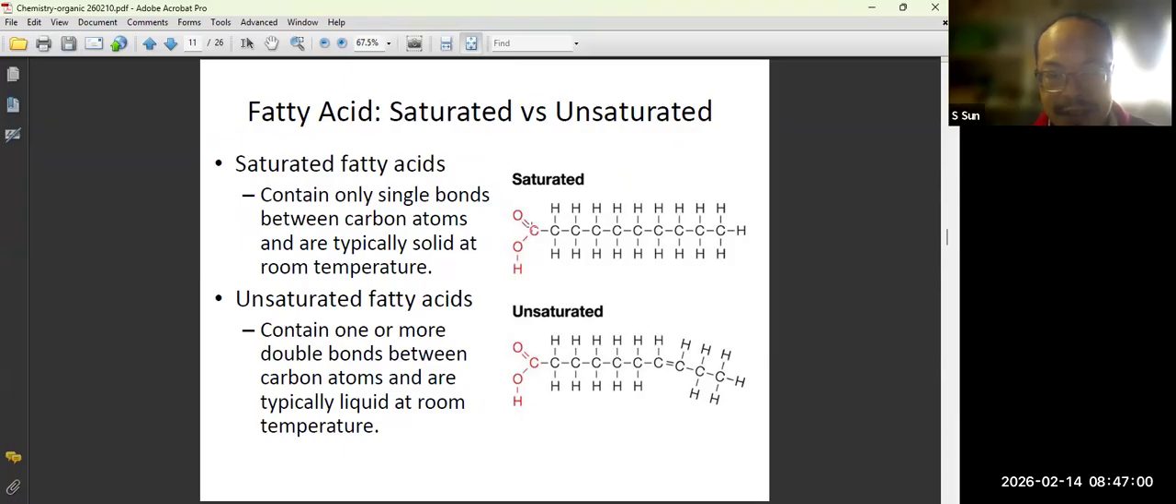What you see here is that it has a long tail right here, and it has a head right here. How long is this tail? It can be very long. Like here we have 1, 2, 3, 4, 5, 6, 7, 8, 9. That is middle size. We can have 16, we can have 18. That's the natural length of fatty acid. We can also have 1, 2 only. That's called short chain, middle chain, and long chain.